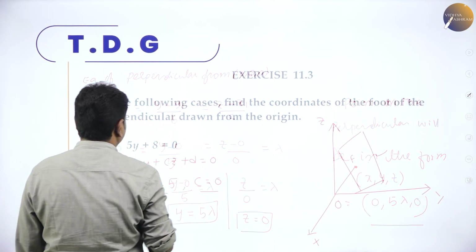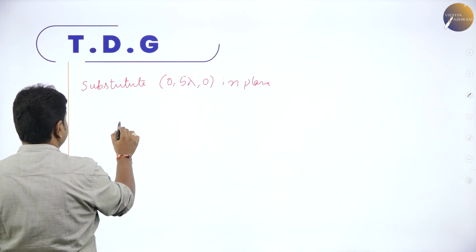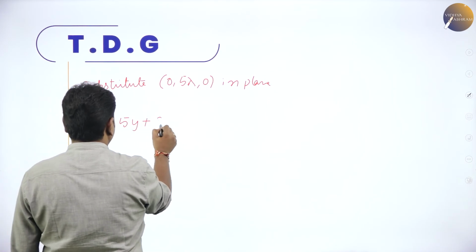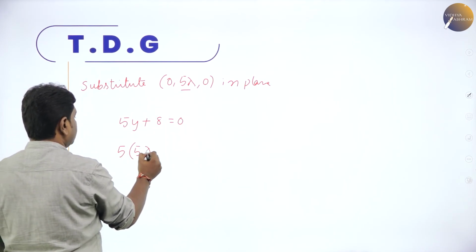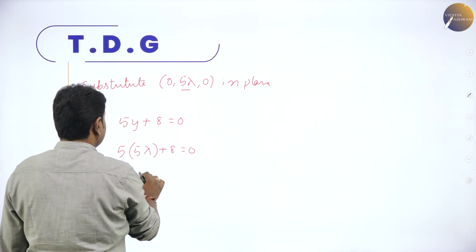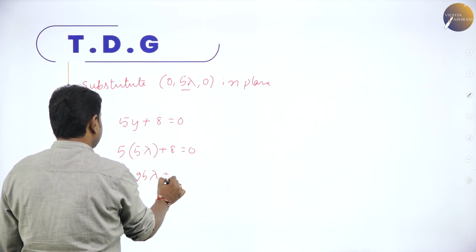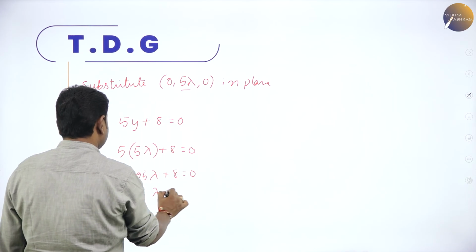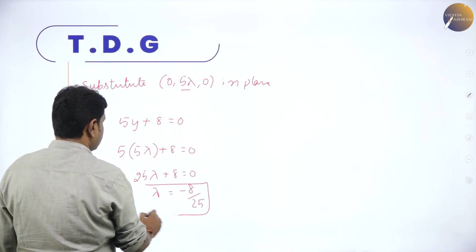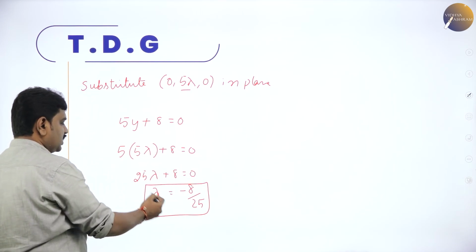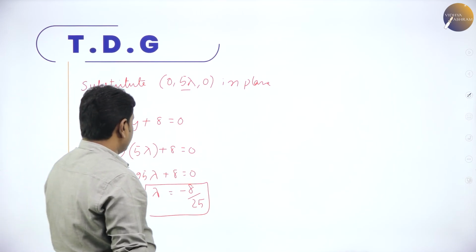What is the plane equation? 5y plus 8 equal to 0. So in the place of y, substitute: 5 times 5 lambda plus 8 equal to 0. 25 lambda plus 8 equal to 0. So lambda is minus 8 by 25. Transfer 8 to the other side, and dear students, you got lambda.